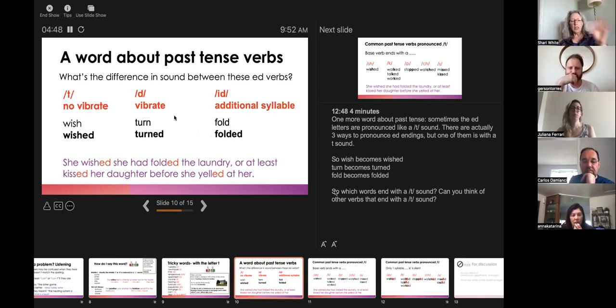The reason some of these are spelled the same but pronounced differently has to do with the last sound of the base verb. Some sounds have a no vibrate sound, like you don't vibrate it. So when you add ED, it is also the no vibrate sound, but you don't need to worry about that. What I'd like you to do is listen to this sentence and tell me which of the ED verbs sound like a T. She wished she had folded the laundry or at least kissed her daughter before she yelled at her. So which of the words sound like T?